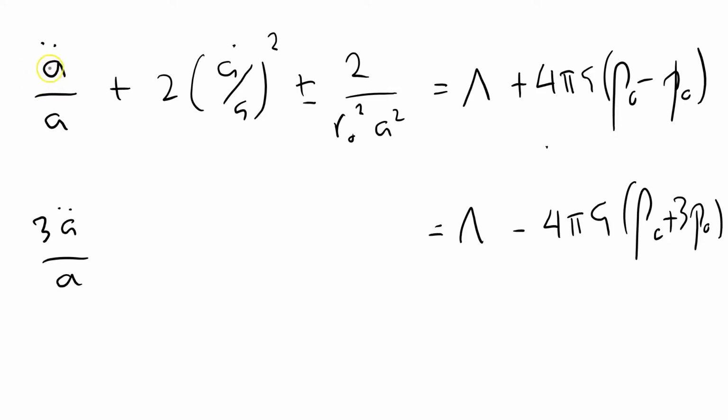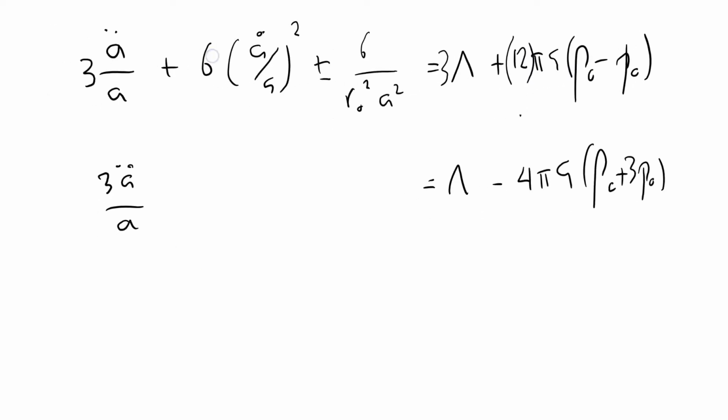It doesn't take a genius to figure out what I'm going to do. I'm going to multiply this one by 3 to cancel out the a double dots, and I'll be left with a simpler equation for a dot, which is nice and easy to deal with. So I'm just going to multiply this by 3. That 2 turns into a 6, that 2 turns into a 6, that's 3, and now we've got 12 pi G. And I'm just going to subtract one from the other.